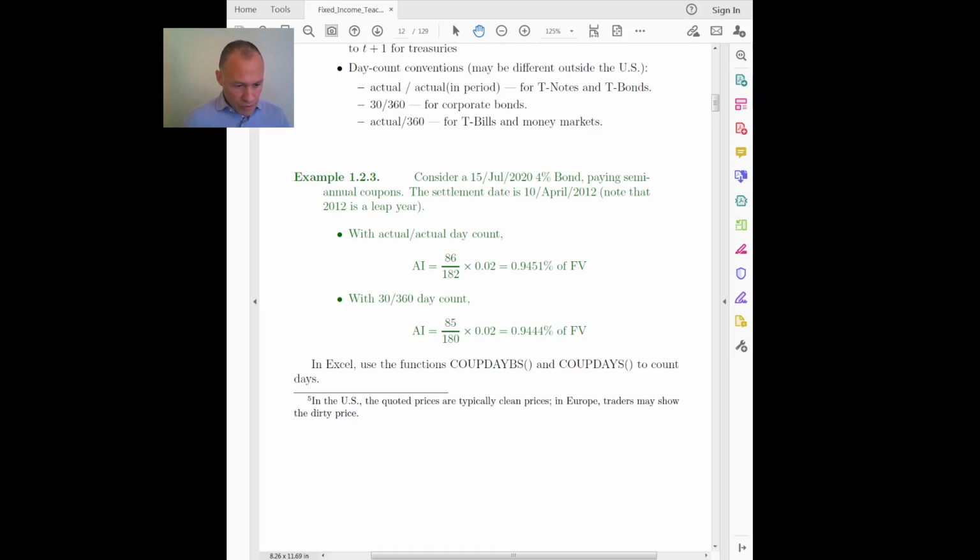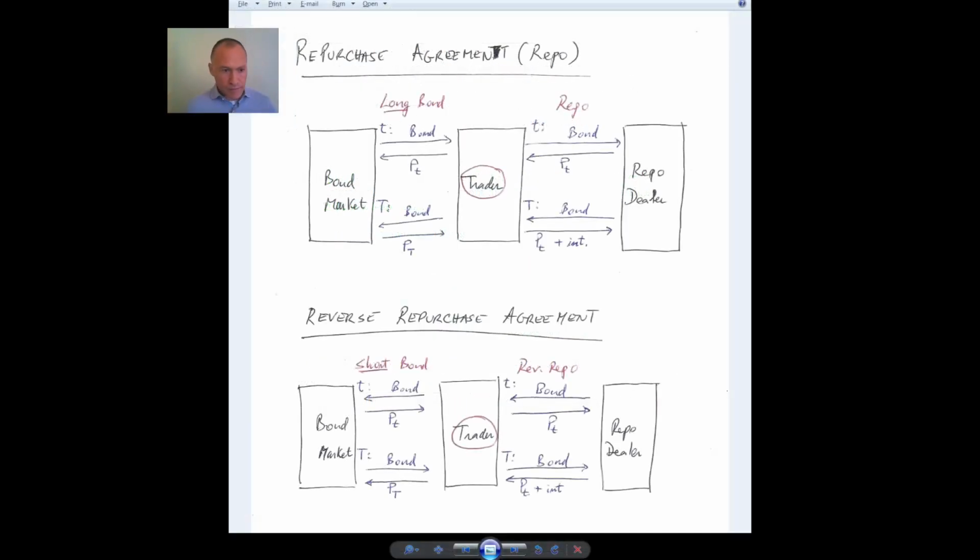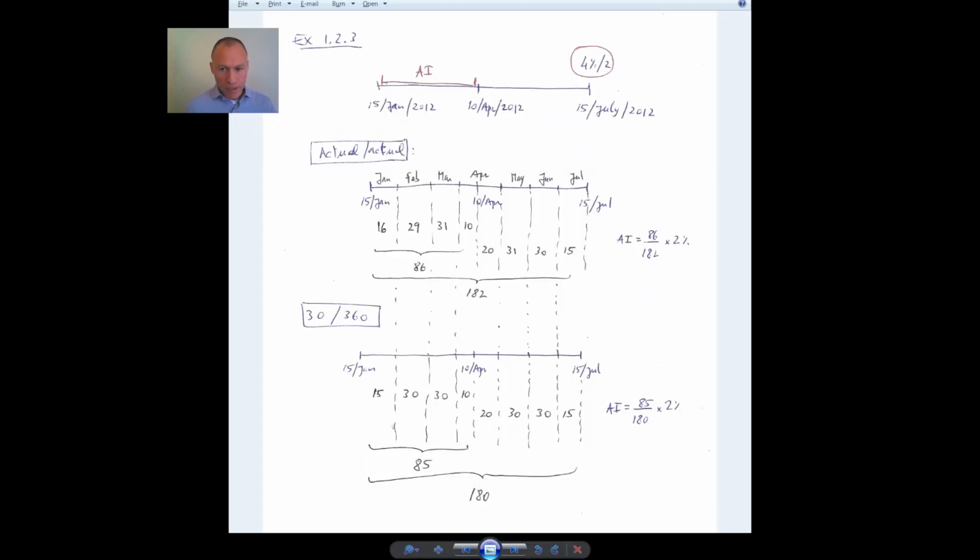Let me open the drawing here. Not this one. It's not picking up the right one. Sorry. Let me close this window. Okay. So this is the example, right?